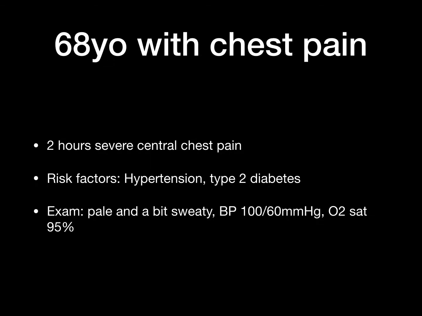So here's a 68-year-old chap presenting with typical central chest pain. He has risk factors for heart disease including hypertension and type 2 diabetes. Blood pressure is 100 on 60. Saturations are pretty good at 95%, but he looks a bit pale and sweaty. So what's the differential diagnosis here?